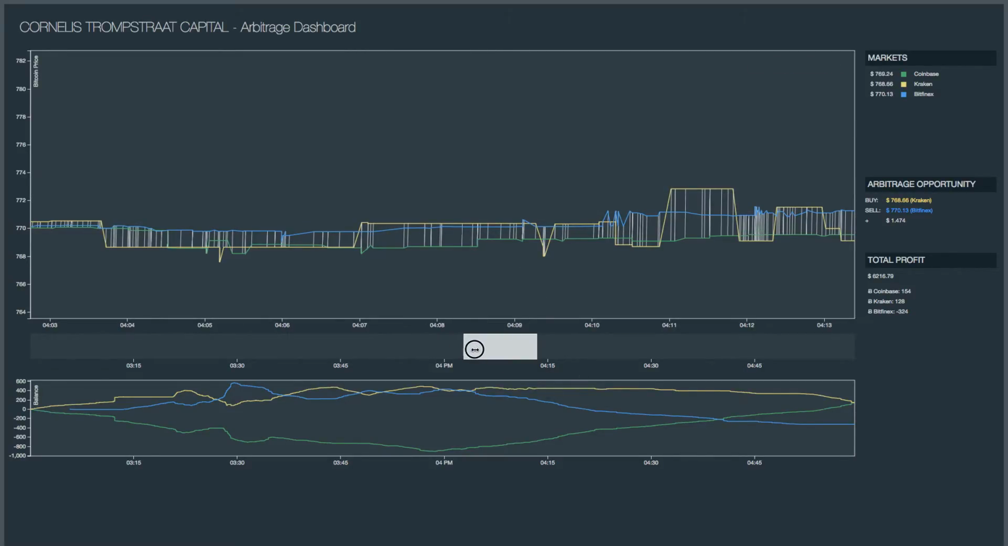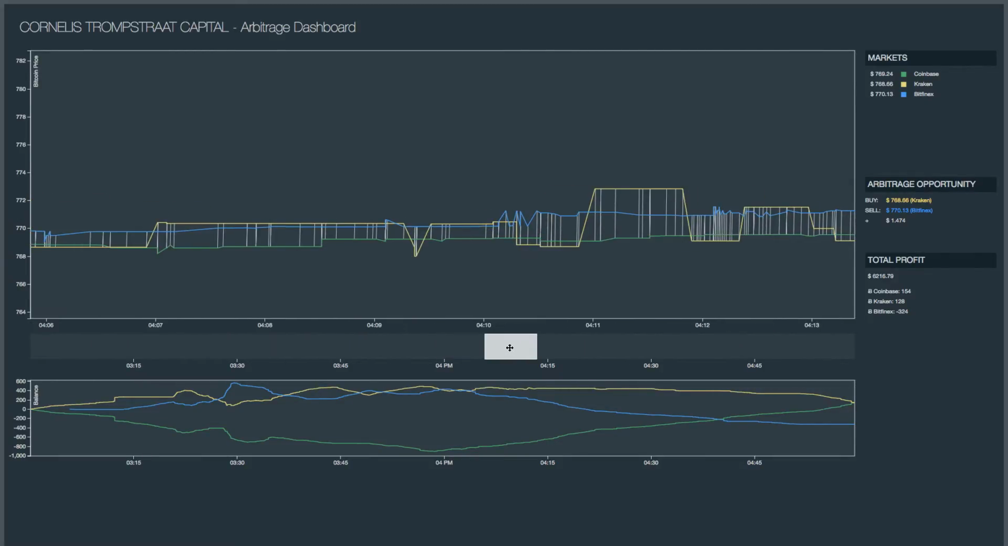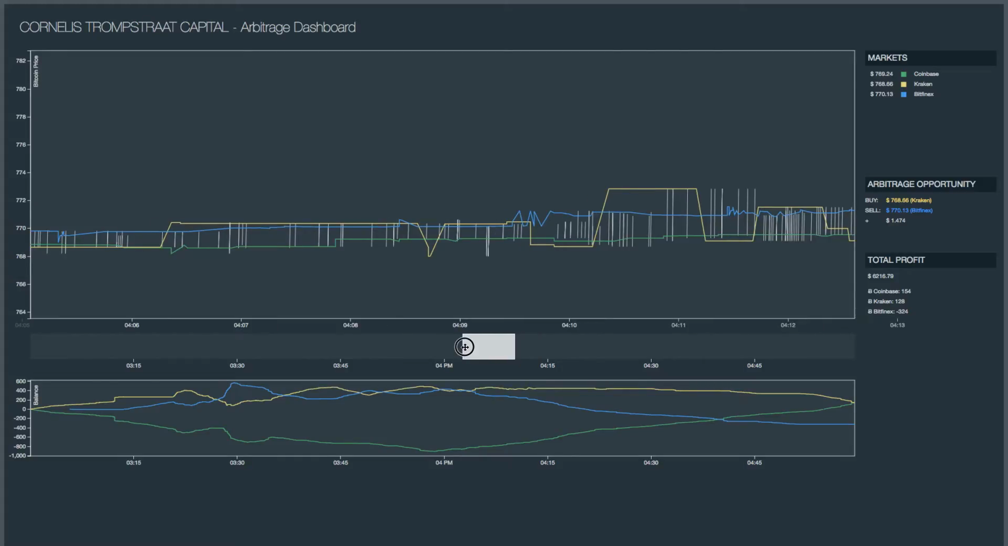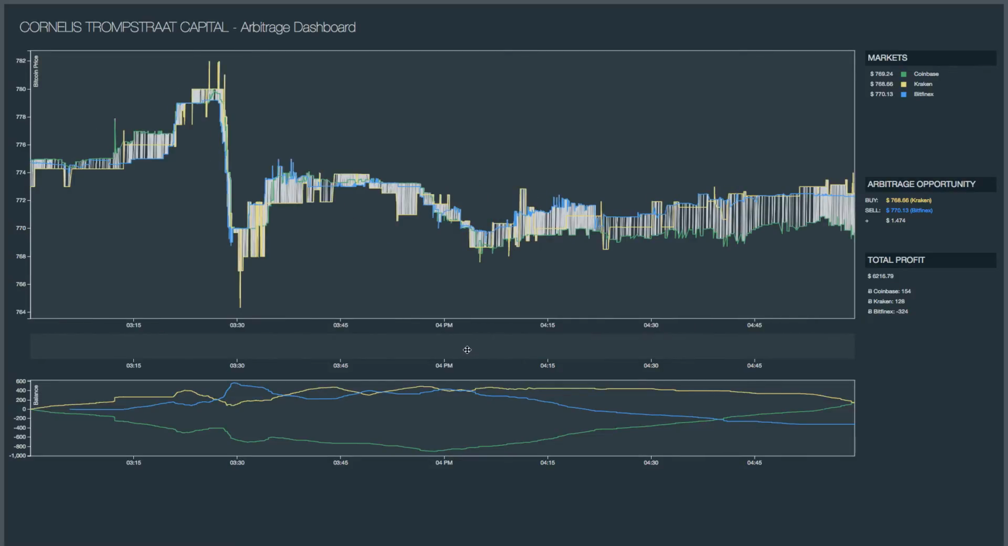We can increase or lower this time range, and we can move it to the left and to the right, forth and back in time. If I click again on this range, I would simply zoom out again.